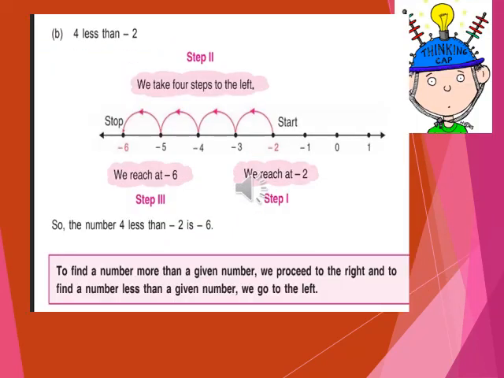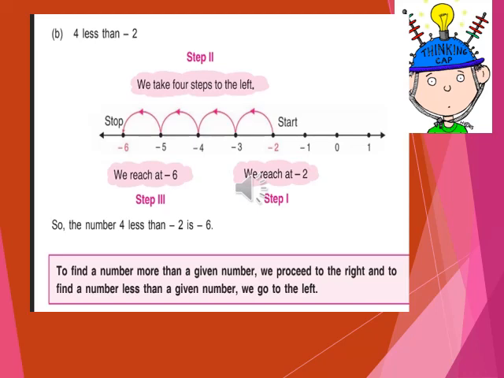Now we will see a less than question, that is 4 less than minus 2. Start with minus 2. Now as it is less, we will have to step towards the left side of the number line from minus 2. So now our starting point is minus 2, and then less than means to the left side 4 steps ahead. So let's have a look.